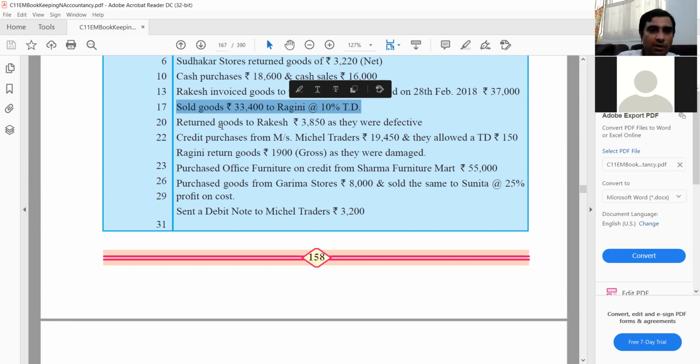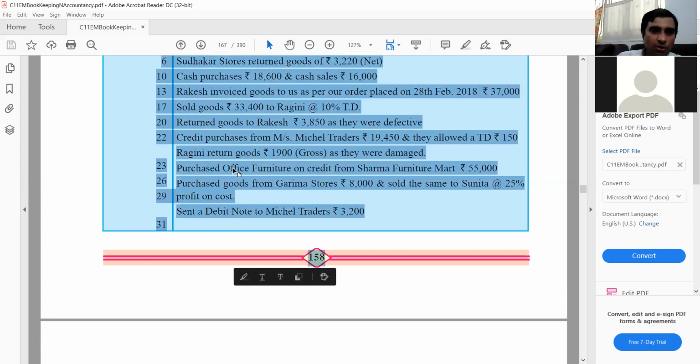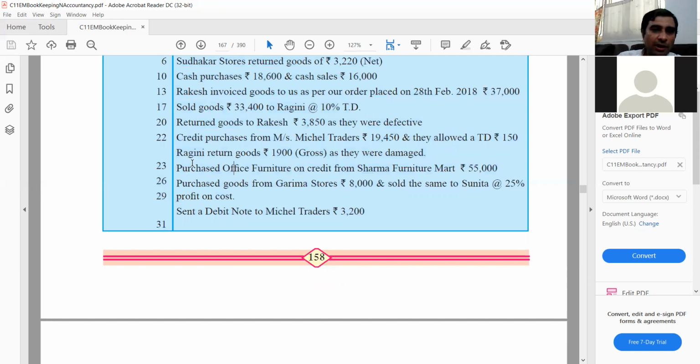Okay. Then, purchased office furniture on credit from Sharma Furniture. So this will come in the journal. This will not come in the purchase book, right? This is not purchase of goods. So this will come as a journal entry in the journal proper. Purchased goods from Garima Store, 8,000. So this will come in the purchase book. Very simple. And sold the same to Sunita at 25% profit.